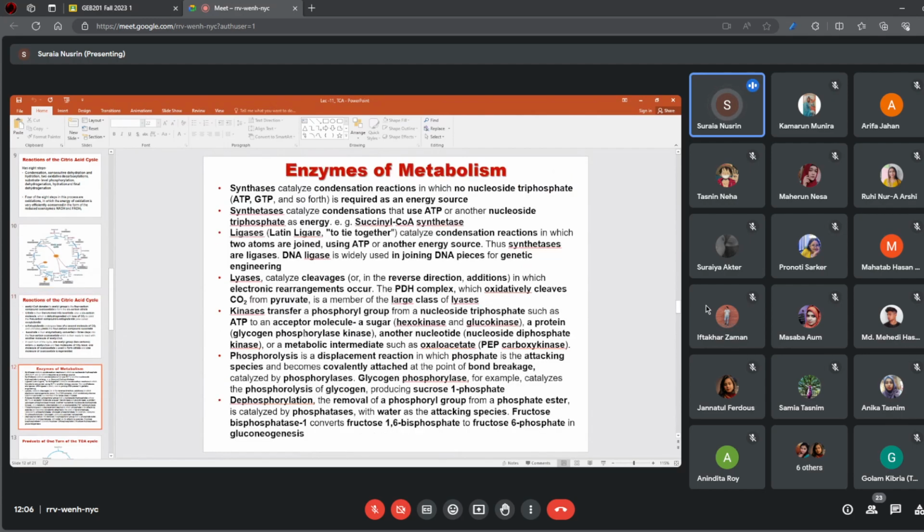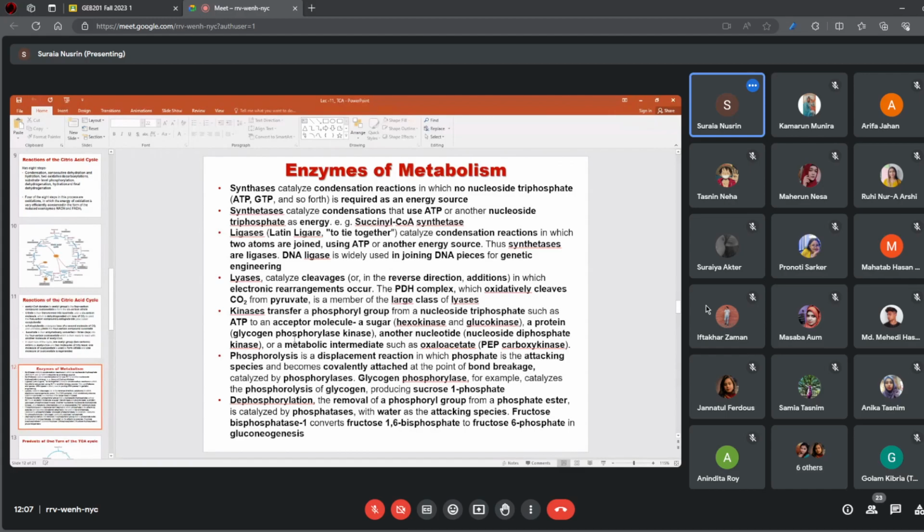Okay, so next slide is about the enzymes. This will help you to understand the various enzymes we are seeing in the different metabolic pathways. The first one is the synthase, which we have already seen in the TCA cycle.